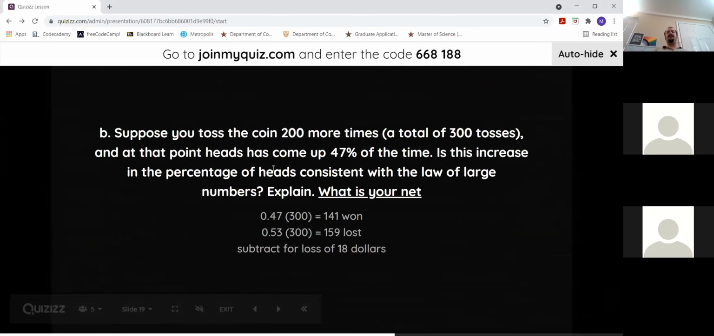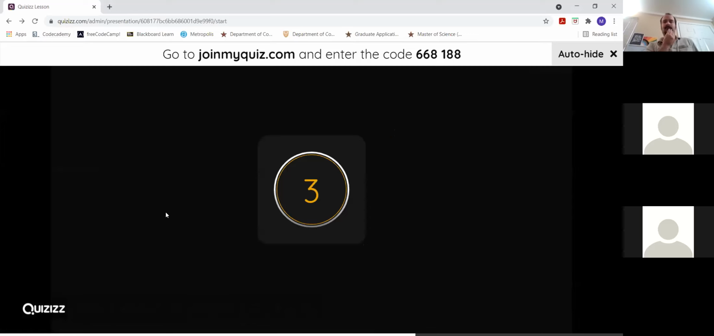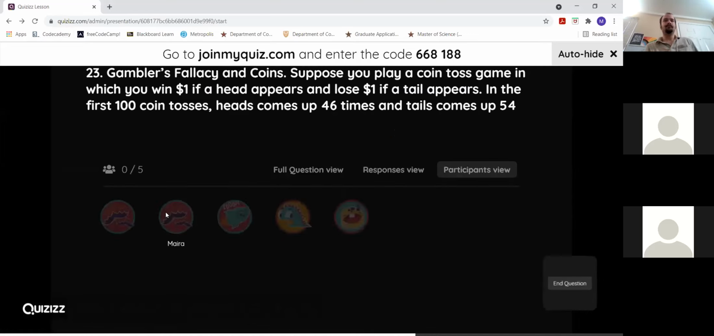But this is where we're getting those numbers from. The 47% of 300 is what I won. So if you won 141 times and 53% gives me 159, that is what I lost. I'm winning this, I'm losing this. If I do 141 minus 159, I should get a loss of $18, or negative $18.